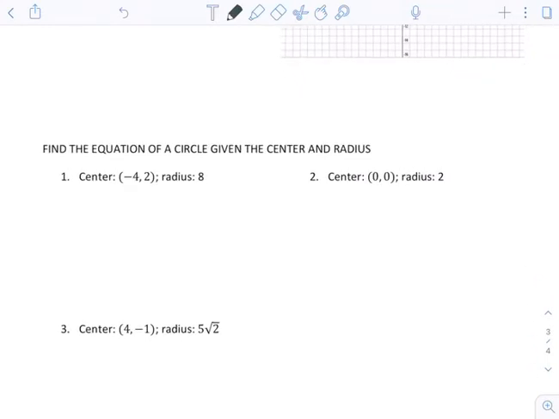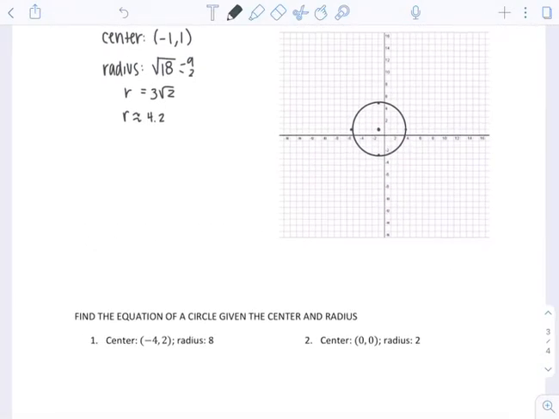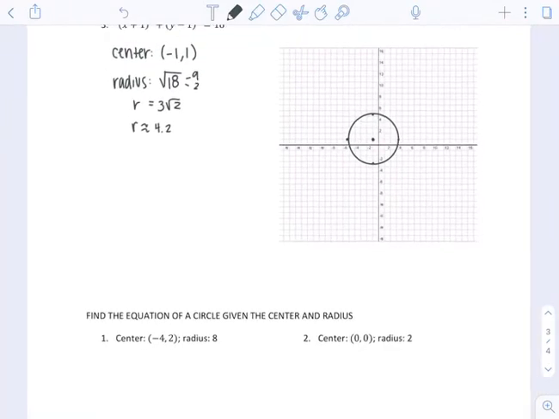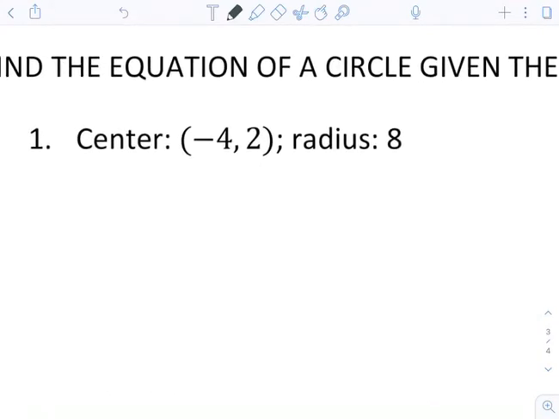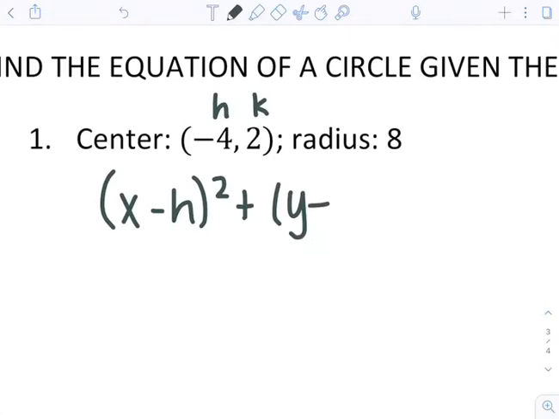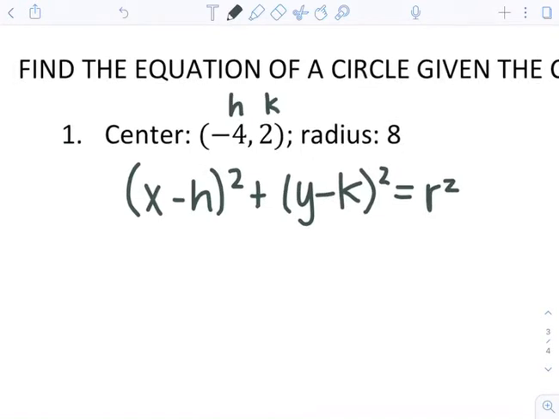Okay, moving on, finding the equation of a circle given the center and the radius. So I'm given the information that you were finding from the equation, okay, and now you're working backwards. So we know that this is my h and this is my k, and the standard formula is (x minus h) squared plus (y minus k) squared equals r squared. So we're literally just going to plug in this info into this equation.